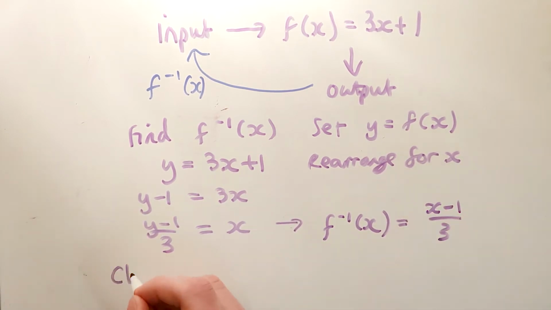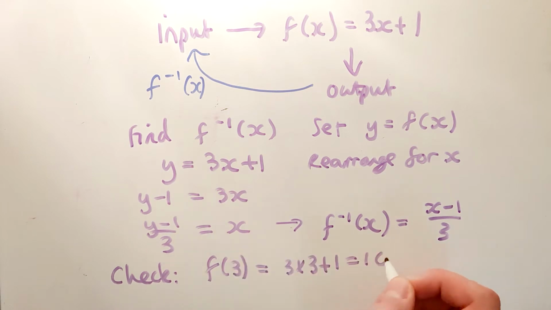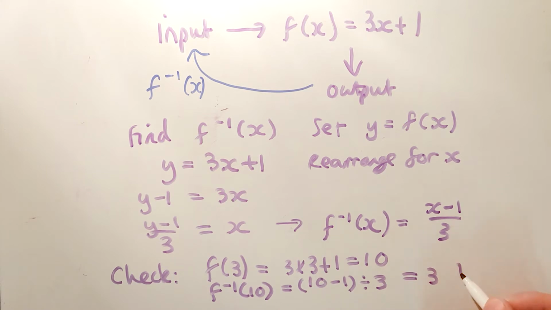Let's check our answer. First, find f of 3. Then, substitute this into the inverse function. Hopefully we should get 3 back, and we see that we do.